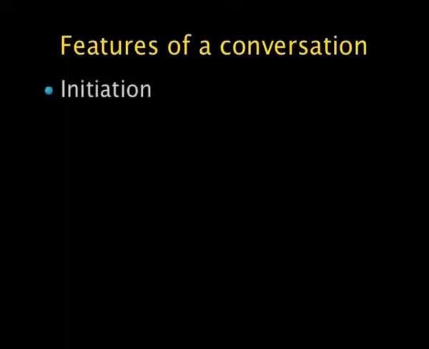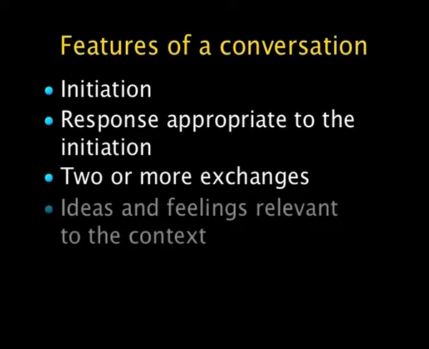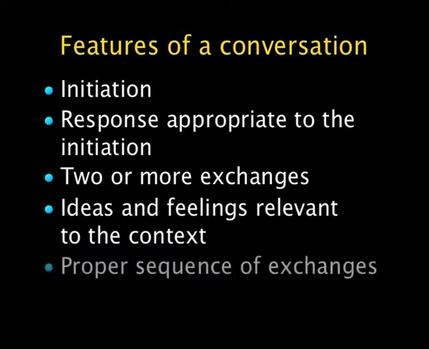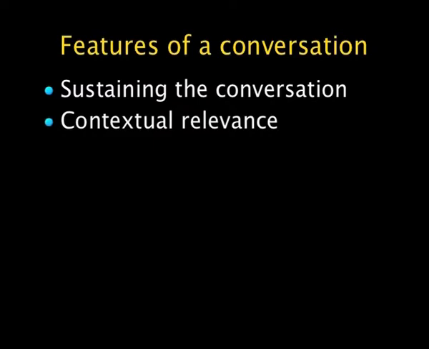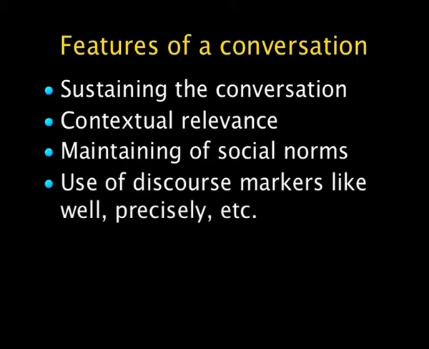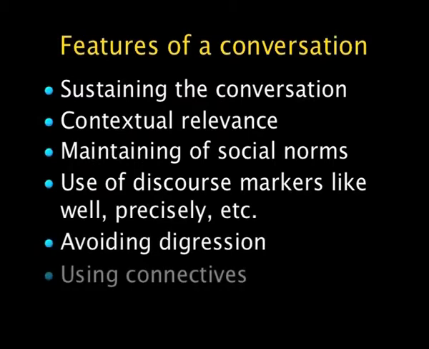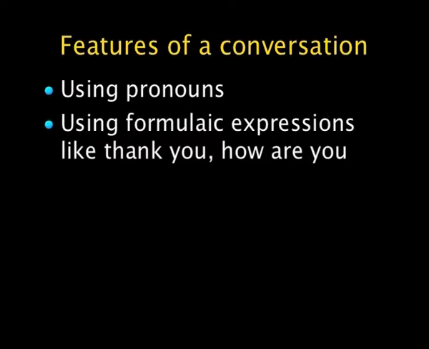I'll just read out: initiation, response appropriate to the initiation, two or more exchanges, ideas and feelings relevant to the context, proper sequence of exchanges, sustaining the conversation, contextual relevance, maintaining social norms, and then use of discourse markers like "well", "precisely". Okay, now avoiding digression and using connectives wherever necessary, and using pronouns and using formulaic expressions like "thank you" or "how are you". So these are all features of a conversation.